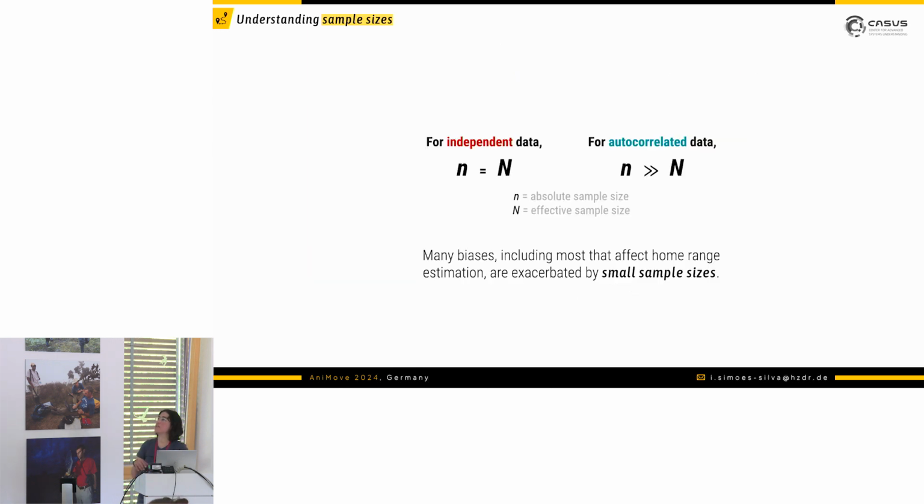Okay, so typically for independent data, you'll see that your absolute sample size will always be your effective sample size, right? It's the same, because the idea with the effective sample size is essentially the statistically independent locations. But for autocorrelation, your absolute size is always going to be larger, if not many times larger, than your effective sample size. But yeah, we'll go over ways of dealing with low effective sample sizes.